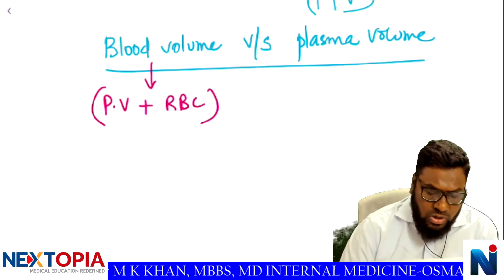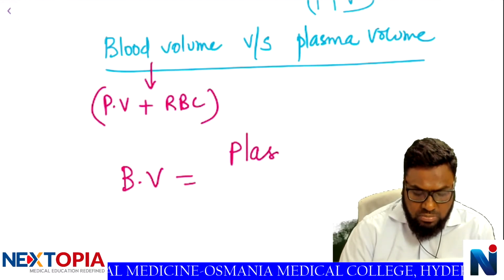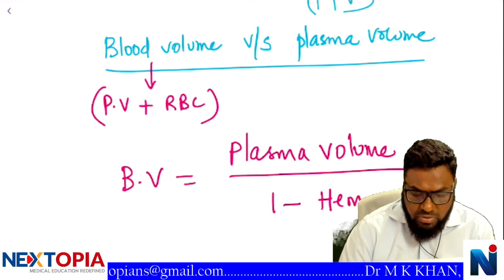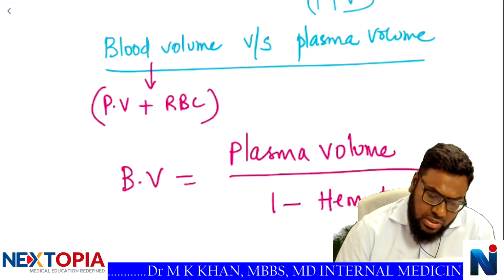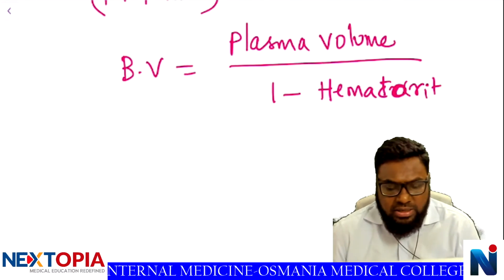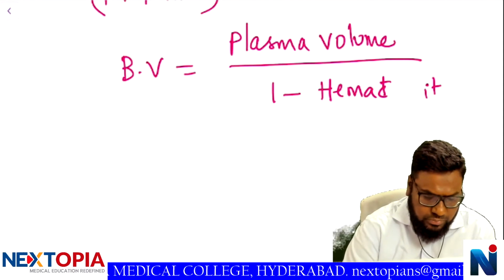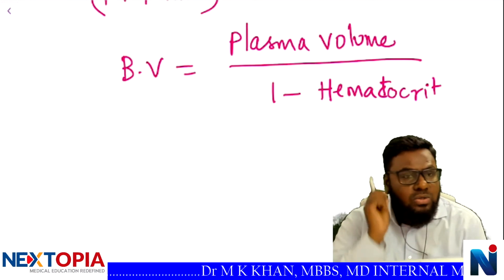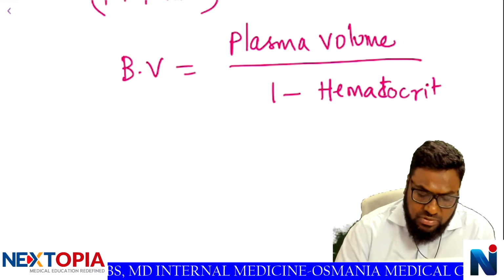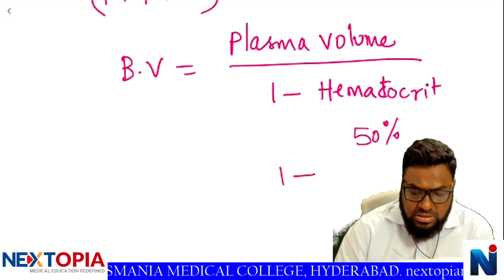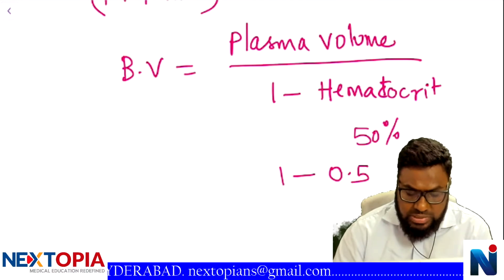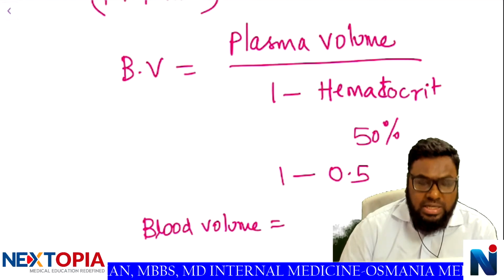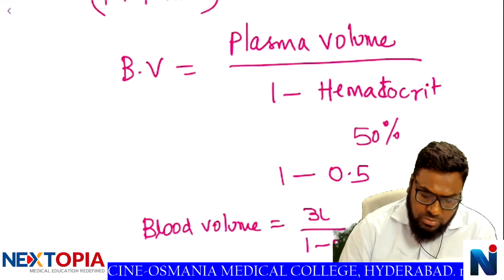All right. So how do you determine blood volume? Blood volume is equal to plasma volume divided by 1 minus hematocrit. What is hematocrit? Hematocrit is the volume of RBCs. Suppose the hematocrit in a patient is 50%. Then you can say it is 1 minus 0.5. So the blood volume will be plasma volume, that is 3 liters, divided by 1 minus 0.5. That comes to around 6 liters.